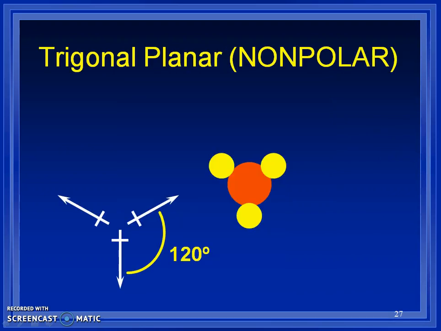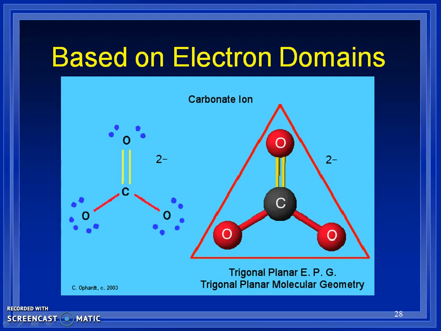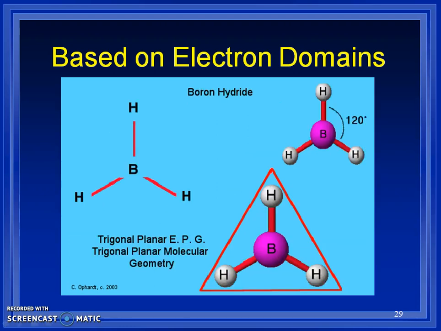We have something trigonal planar, also nonpolar because we do not have that lone pair of electrons like we saw in the other molecule. So this one, again, we have 3 electron domains. It's called trigonal planar, but there's no lone pairs of electrons. So even though it's a single and a double bond, that doesn't matter. This oxygen and this oxygen and this oxygen, all 3 oxygens have the same pull on that central carbon atom. Here's something called boron hydride. Again, trigonal planar. We have 3 electron domains, and all 3 have the same pull on that boron.